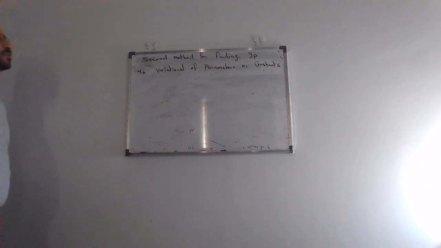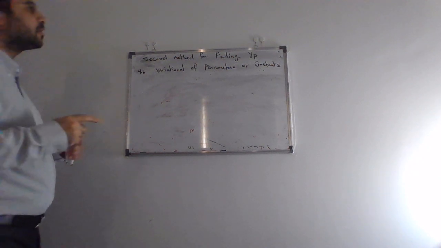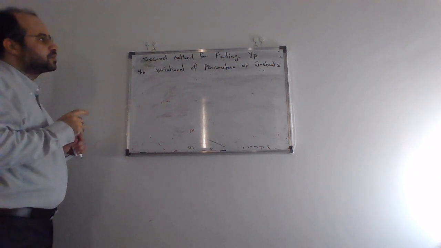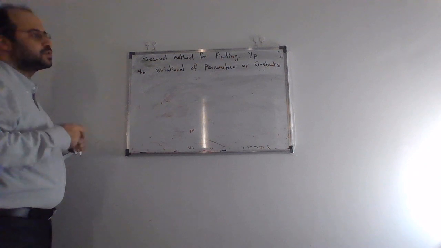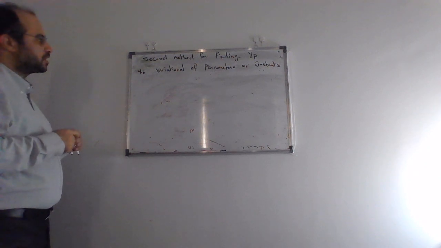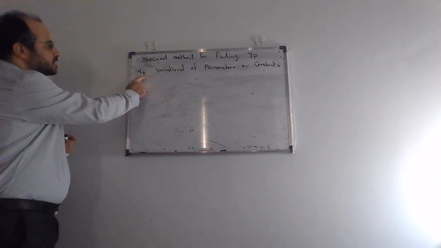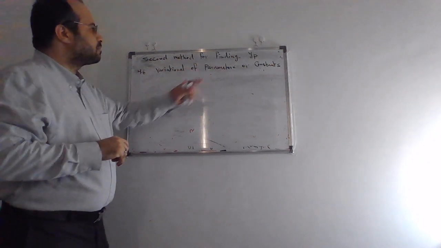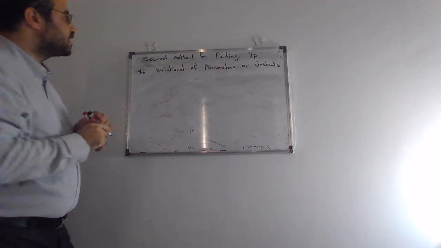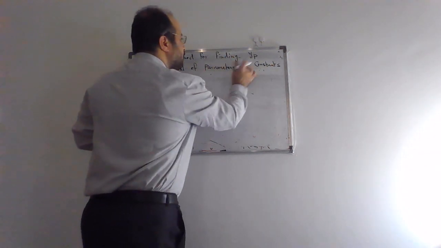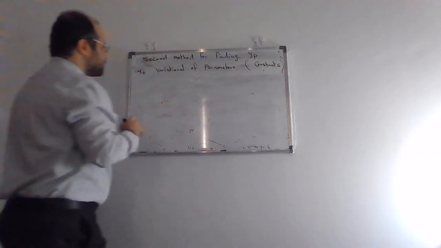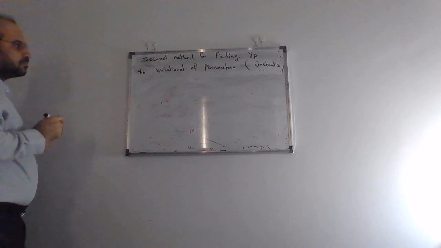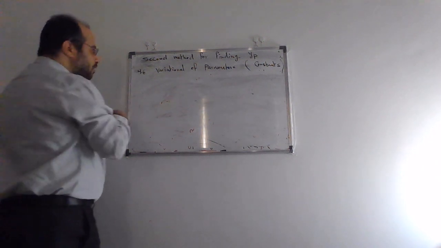Okay, hello everyone. Today we are going to study the second method for finding y particular, which is the particular solution for a second order differential equation. This exists in section 4.6, which is called variation of parameters method, or variation of constants. Now let me just remind you of our problem.